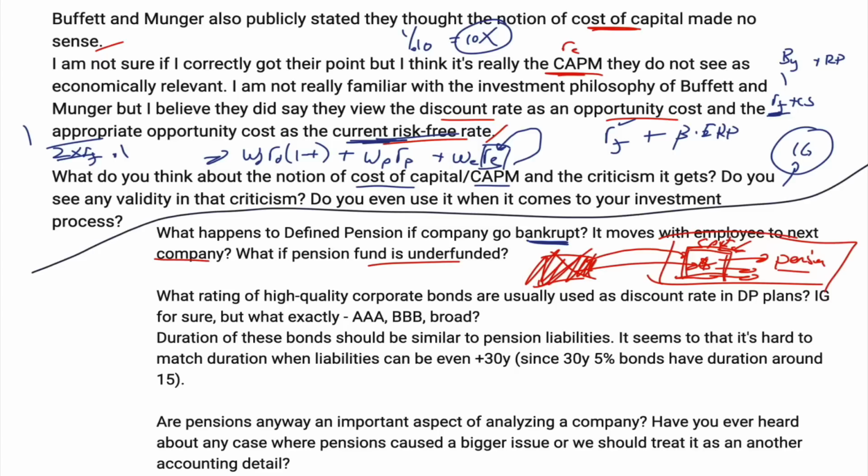What rating of high quality corporate bonds are usually used? I think it's just an investment grade rating as a group. Whatever the yield is on a broad investment grade portfolio. Duration of these bonds should be similar to the pension liabilities. Well, that's going to be hard to do, as you say, hard to match liabilities, because a pension fund could have a perpetual life. So it would just be the rating on a long-term IG.